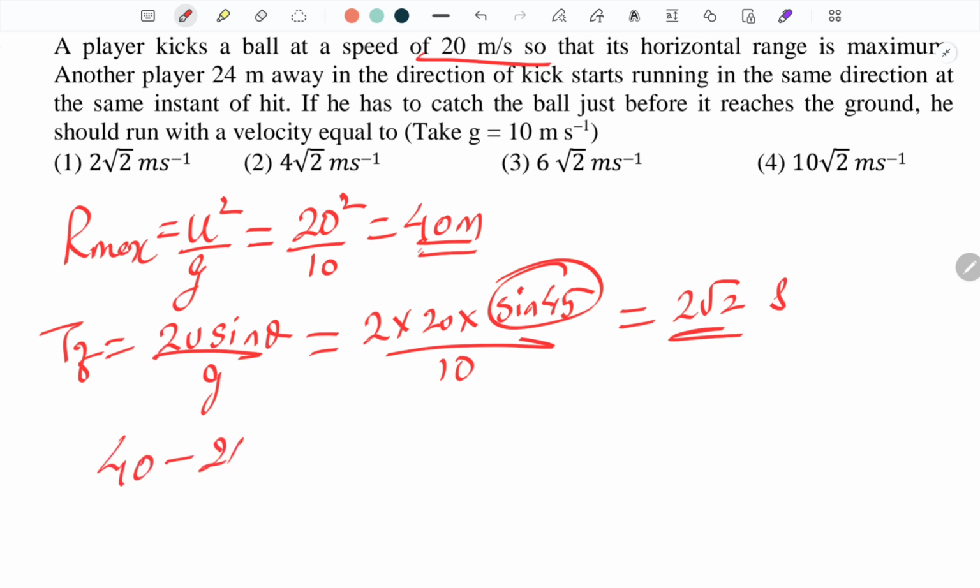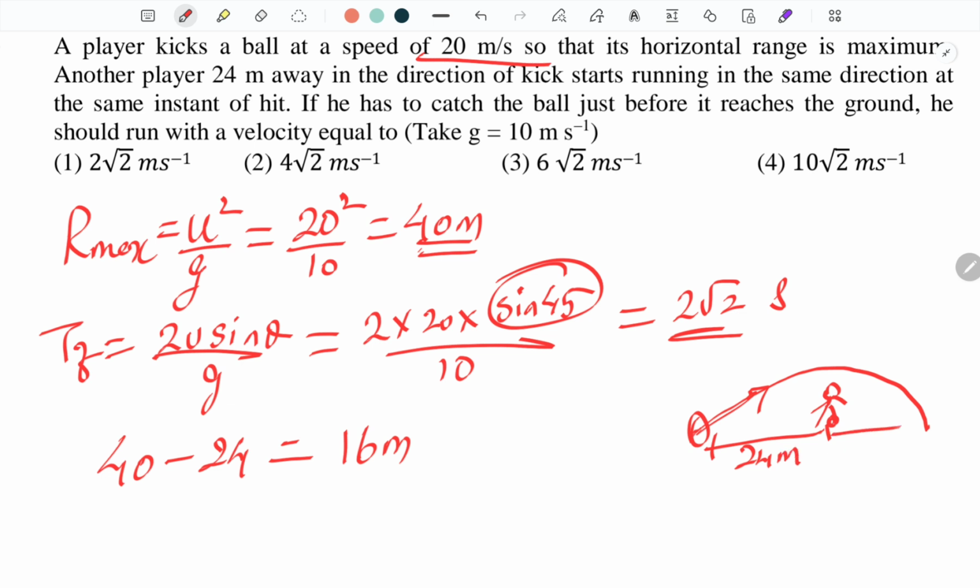40 minus 24, that is 16 meters he needs to run extra. I hope you understood. The kick happens from here, the ball goes like this, and the player is already standing here, 24 meters away. He has to run how much? Remaining 16 meters. Now I hope you understood after drawing the figure.